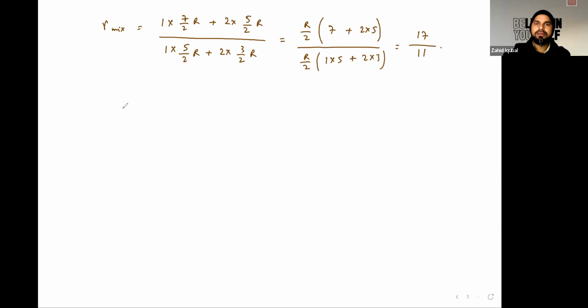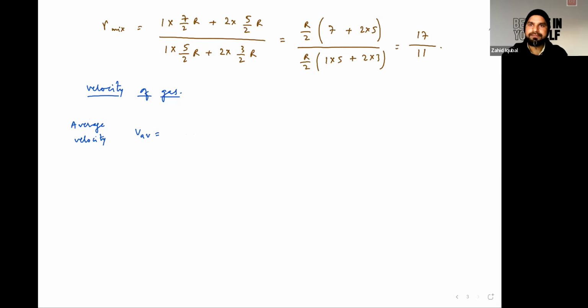Next, we have to calculate the velocity of gas. In general, we have three different velocities of gas. First is the average velocity. V average equals V1 plus V2 and so on, if we have a number of gas particles.